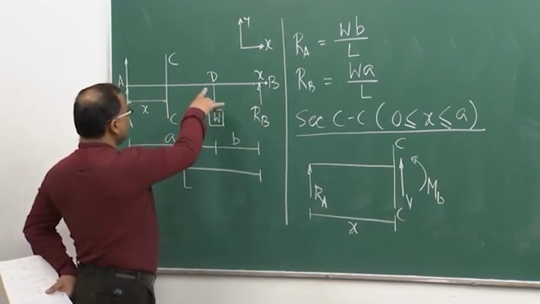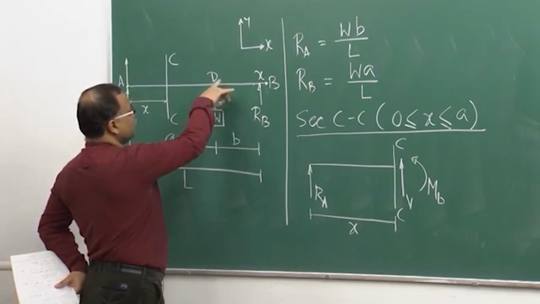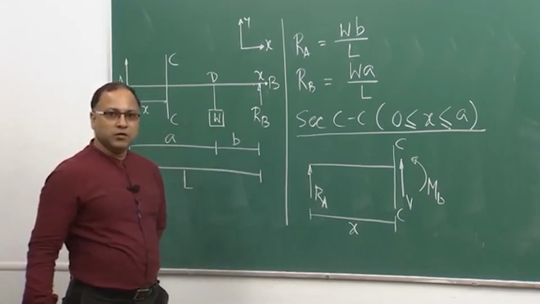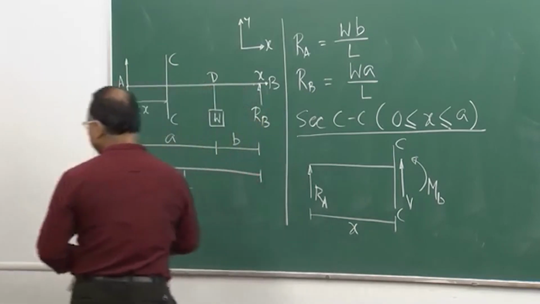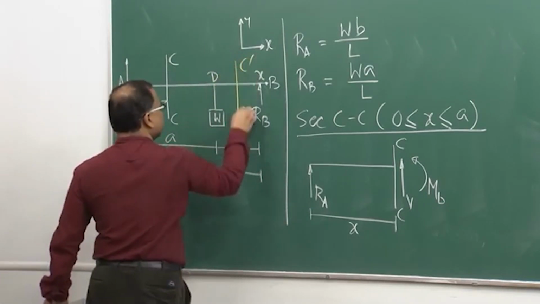Now, if I want to go beyond A, that means from point D to B, then I have to take one more section. Let us say that section is section C prime C prime.